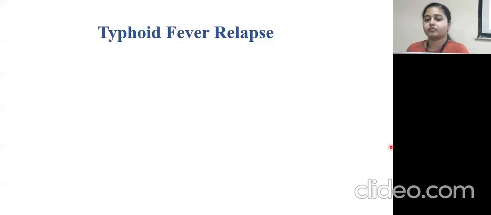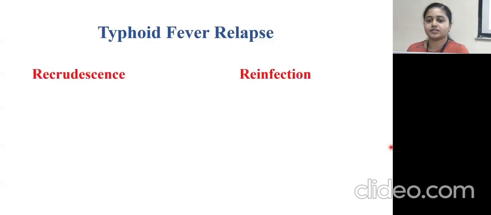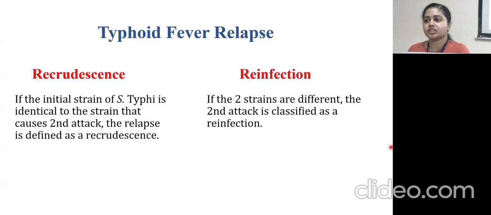So for typhoid fever relapse, there are 2 types. One is reinfection and one is recrudescence. Recrudescence means the initial strain and the second strain are the same. So if the initial strain also caused the second attack, that relapse is called recrudescence. Whereas in reinfection, both strains are different. So if the second attack in this relapse is a different strain, we'll term it as a reinfection.